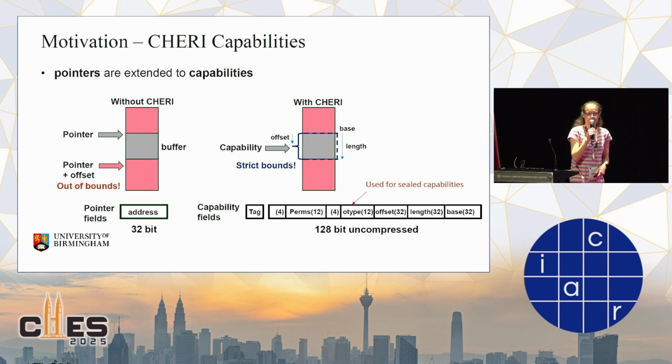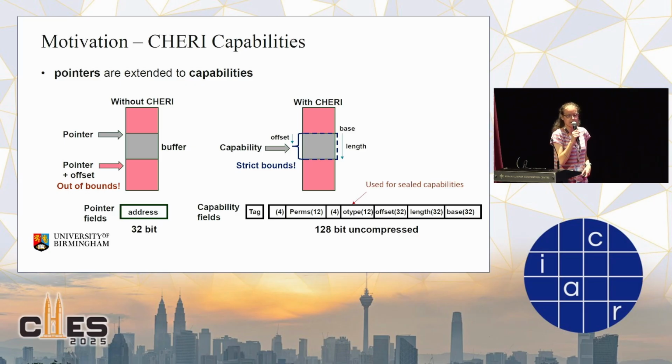But in your CHERI architecture now, your fields of information are extended with extra fields with bounds and permissions, and this is called a capability. This capability creates a controlled boundary around the outside of your buffer region to prevent access to memory outside of these bounds. Now you can map the capability in different ways in different architectures, and in the work that we're doing, we've mapped a 32-bit architecture into a 128-bit uncompressed capability.